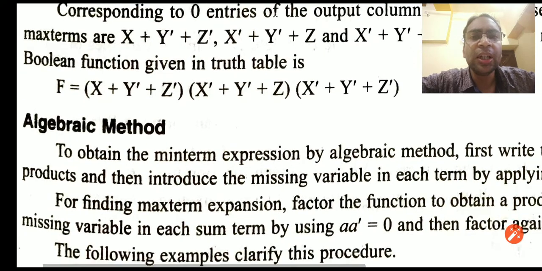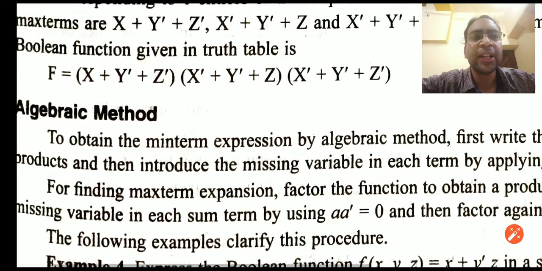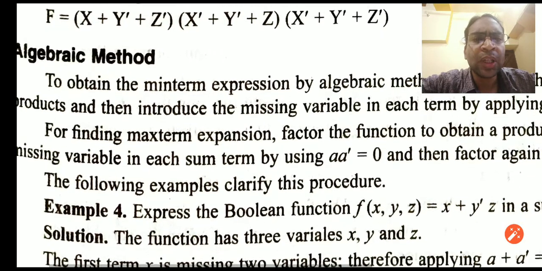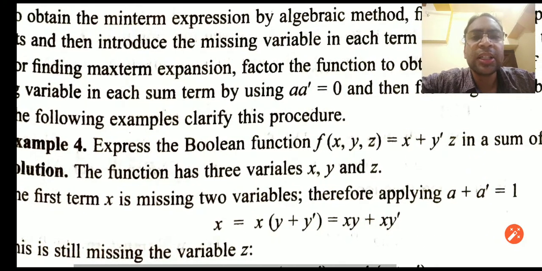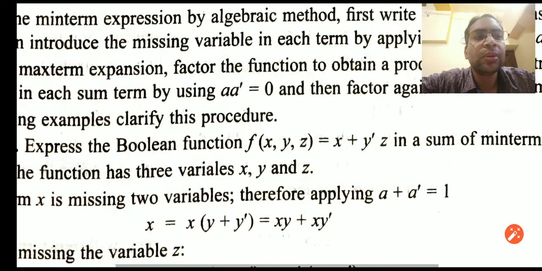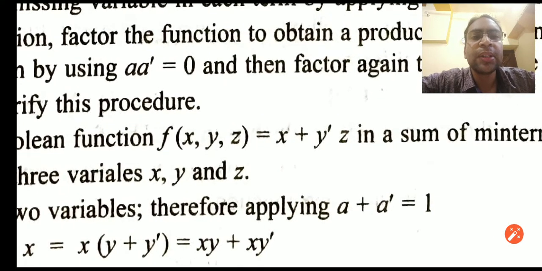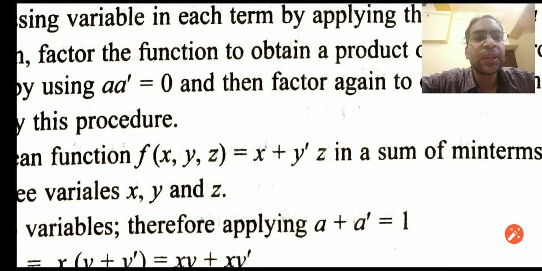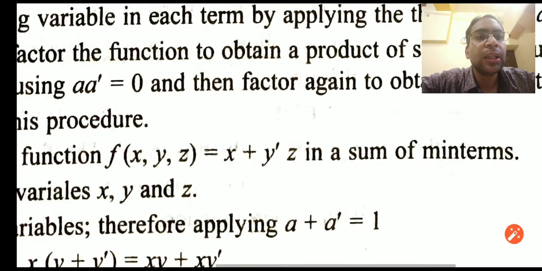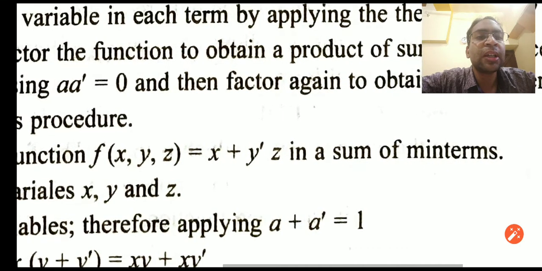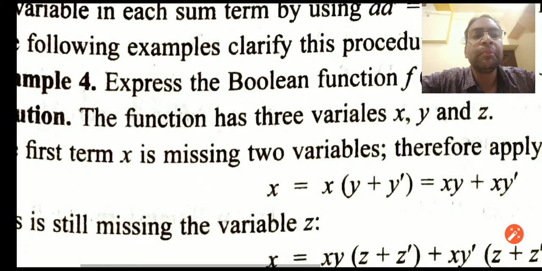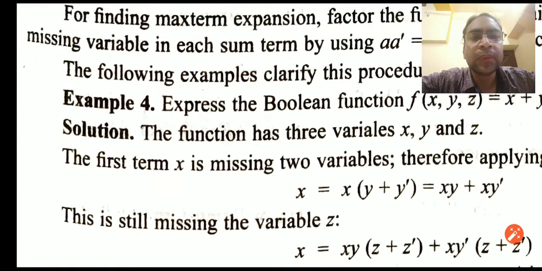Now let's talk about the next method of finding the SOP and POS, which is the algebraic method. Let's talk about the algebraic method with the help of an example. Let's say the function is given as f of x, y and z, which is x plus y bar z, and you have to represent it as a sum of min terms. Now we have 3 variables.